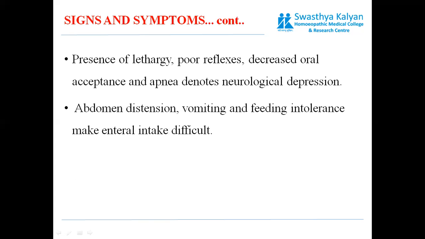Initially, the baby is restless, then becomes lethargic, then cardiovascular manifestations appear in the form of hypotension, bradycardia, hypoxemia, tachypnea, distress, then lethargy, poor reflexes, delayed oral acceptance, apnea. All these symptoms denote neurological depression. Then peripheral vasoconstriction leads to acrocyanosis, cold extremities and delayed peripheral capillary refill time.